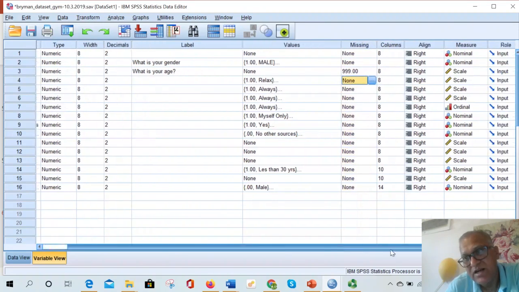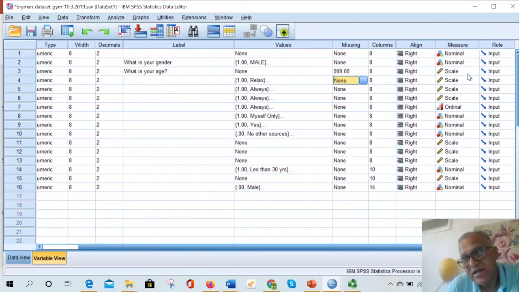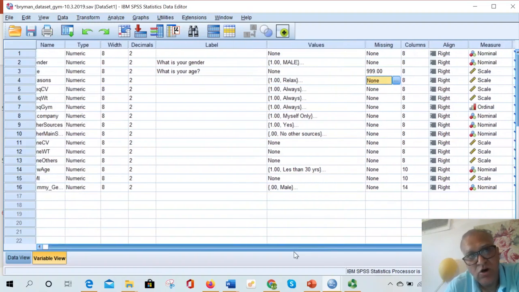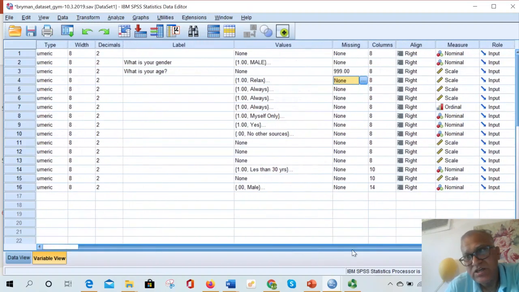Now there are different kinds of data. If the data is categories, you classify it as nominal. For example, gender is nominal data. Age, if you are asking it continuously, is scale data. Strongly agree, disagree scales: there is a conflict, but many authors still agree these are scale data.